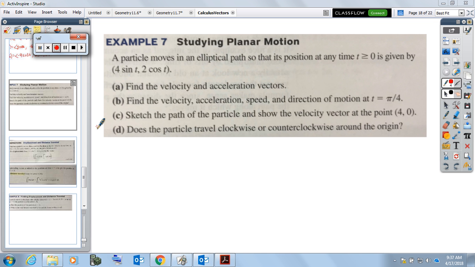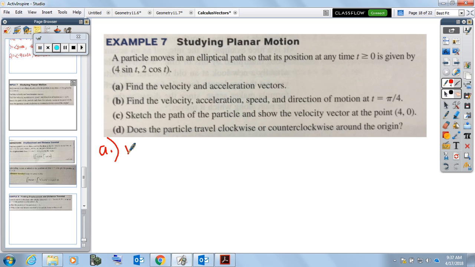The first thing says we have a particle moving in an elliptical path, and its position at any time t greater than or equal to 0 is given by the position function 4 sine t, 2 cosine t. The first part asks us to find the velocity and the acceleration vectors. This is a review from our last video: here's the position, the derivative of position is velocity, and the derivative of velocity is acceleration. So let's take a look.